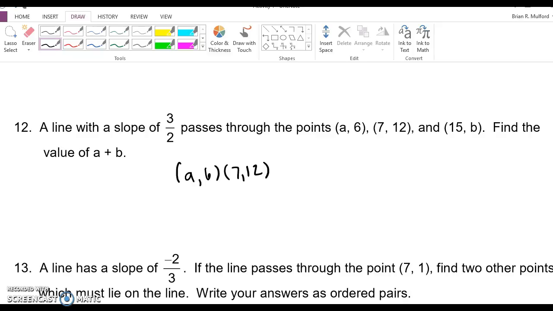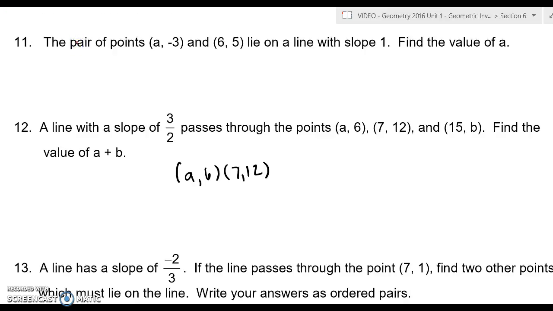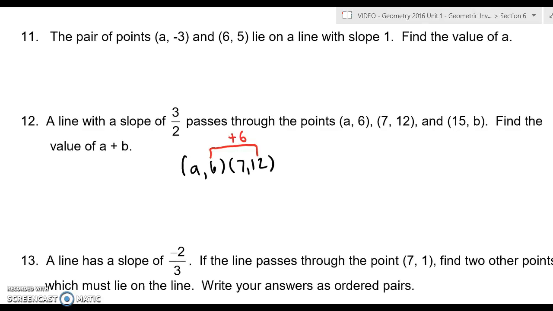Here's how I'm going to do this. I'm going to say, let's find the change in y. That's a plus 6. I don't know what the change in x is, but I can find it. And here's how I'm going to find it. I'm going to take this value here, the 3 over 2, and I'm going to set that equal to 6 over a question mark. I'm not sure what that actually is. So think about this way.